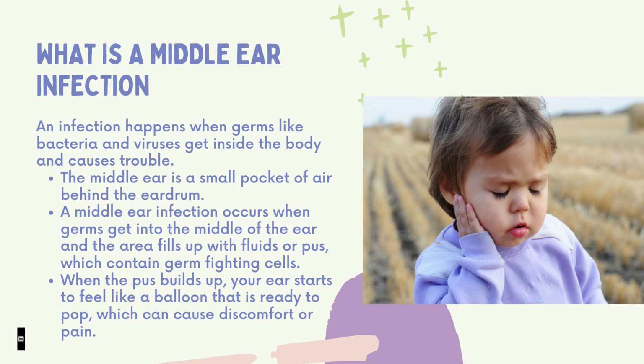What is a middle ear infection? An infection happens when germs like bacteria and viruses get inside the body and cause trouble. The middle ear is a small pocket of air behind the eardrum. A middle ear infection occurs when germs get into the middle of the ear and the area fills up with fluids or pus which contain germ-fighting cells. When the pus builds up, your ear starts to feel like a balloon that is ready to pop, which can cause discomfort or pain.